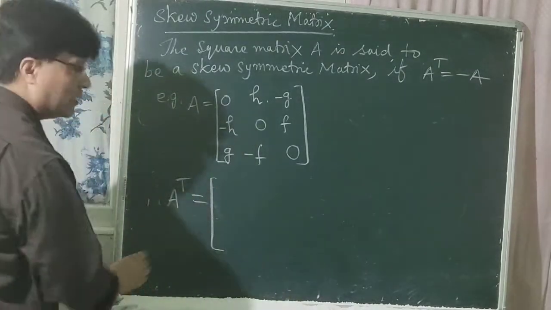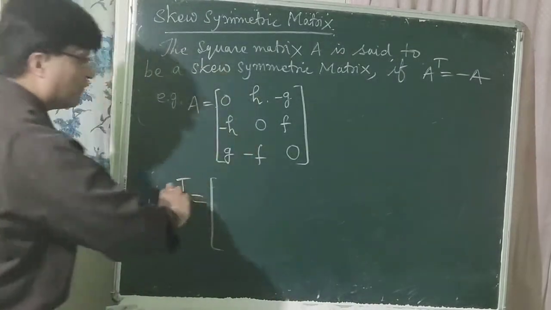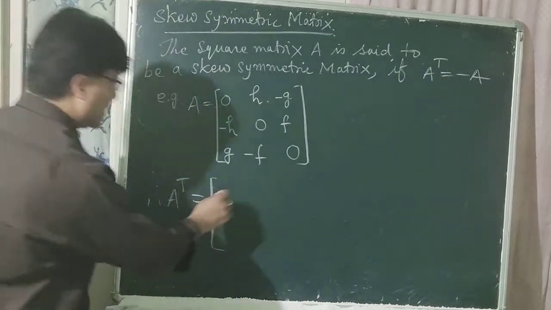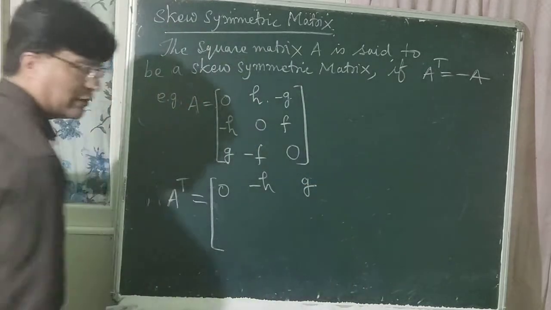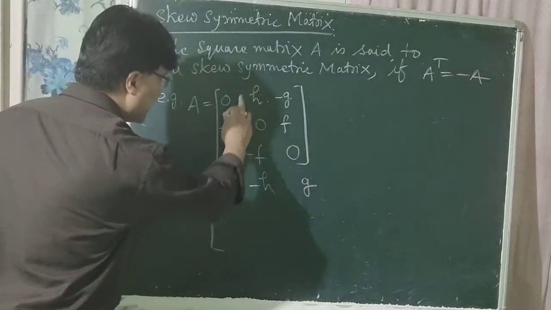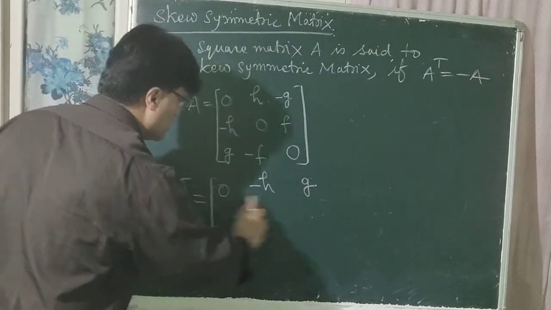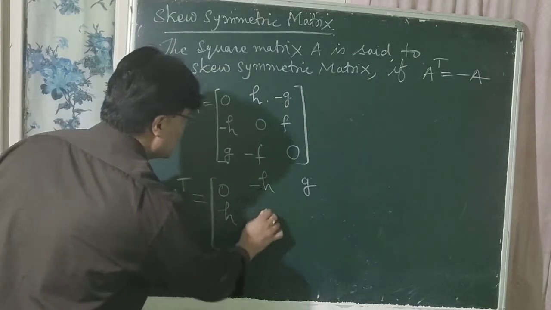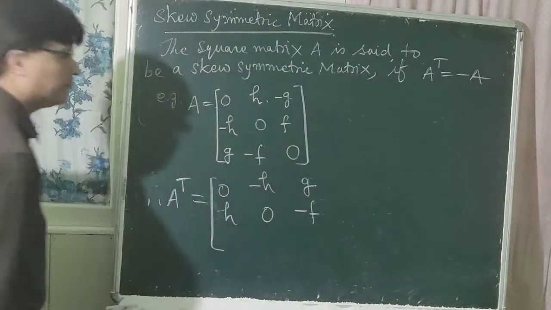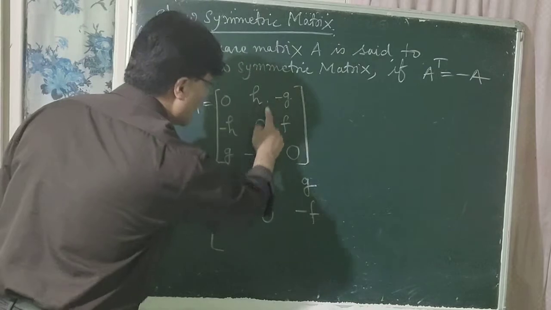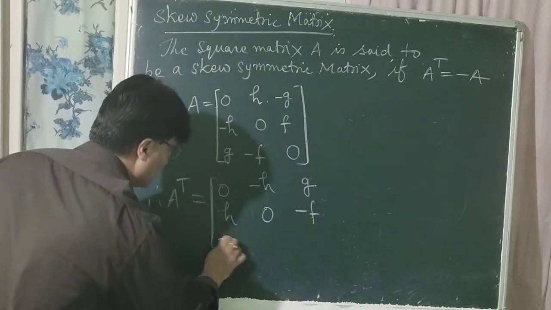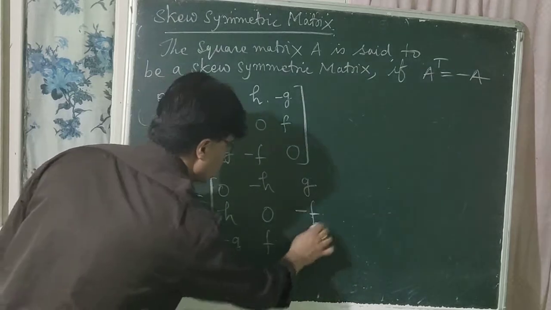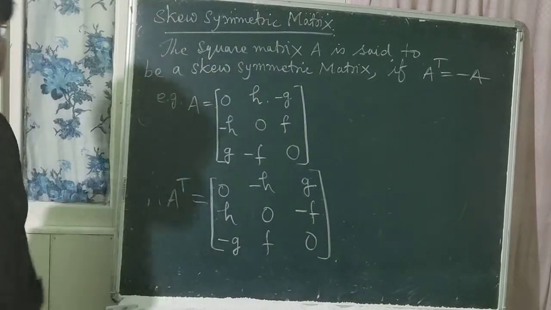Now you have to make this first column as the first row in A transpose. That is 0, minus H and G, right? Next, this second column becomes the second row out here. H, 0, minus F. And this third column becomes third row out here. That is minus Z, F, 0. Okay?